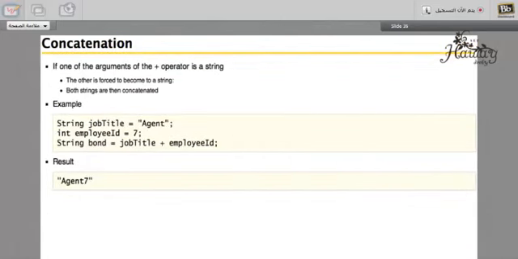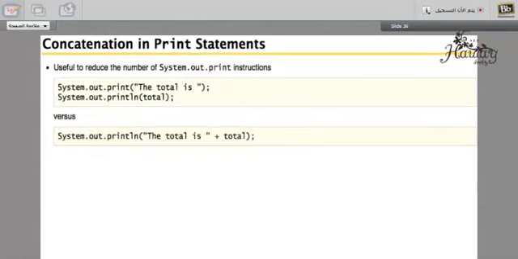If you want to have an integer and a string, you can do the same thing, but cast it as a string. So you say string, job title plus employee ID. Now this 7 will become a string inside here, right? Also, we can format.